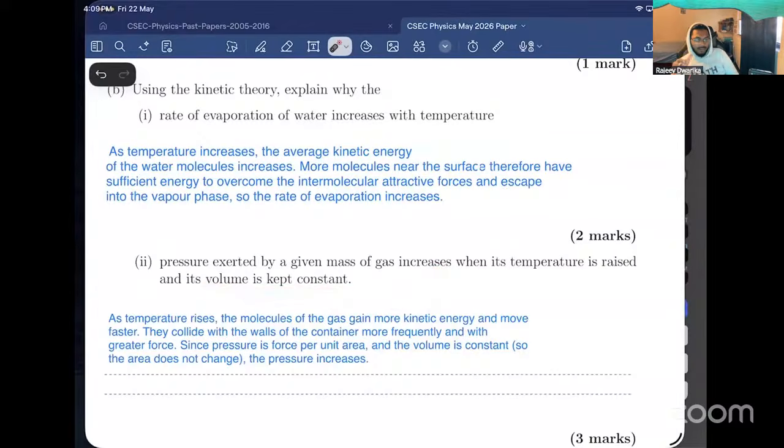As temperature rises, the molecules of the gas gain more kinetic energy and move faster. They collide with the walls of the container more frequently and with greater force. Since pressure is force per unit area and the volume is constant, so the area doesn't change, the pressure increases.